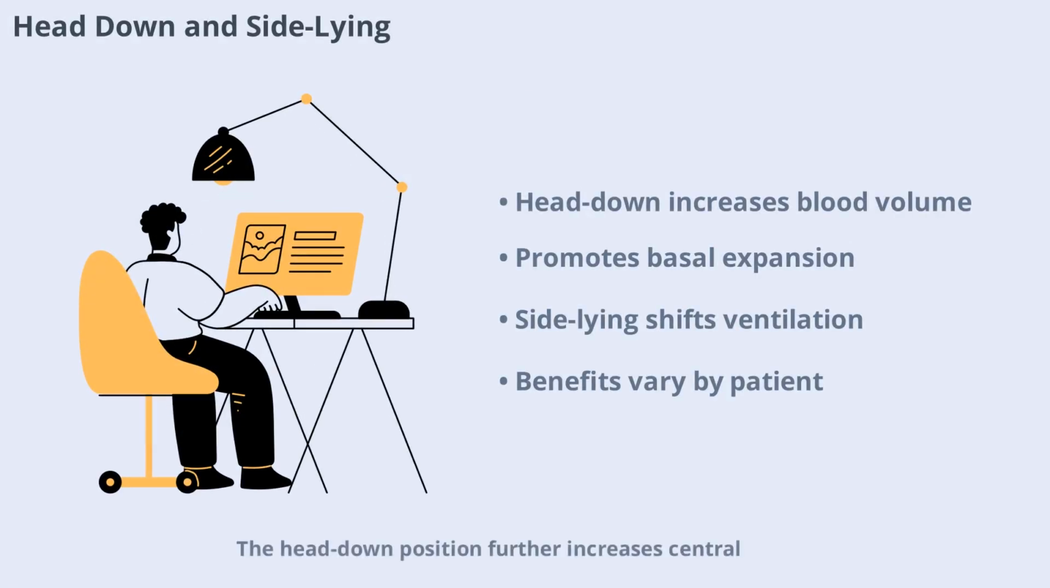The head-down position further increases central blood volume and promotes basal lung expansion, but it also makes inspiration more difficult and can sharply increase dyspnea. Side-lying increases the chest wall diameter of the dependent region and shifts ventilation there, but it may decrease local tidal volume and FRC. Historically, placing the good lung lowermost was thought to improve oxygenation, but recent studies show that the benefits are inconsistent and must be evaluated for each patient individually.